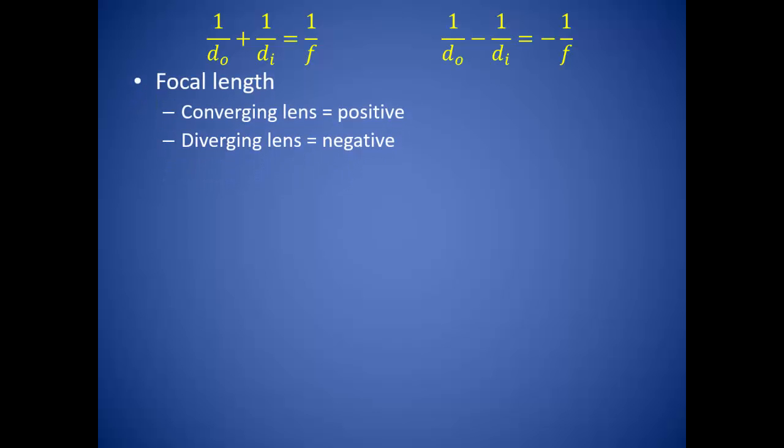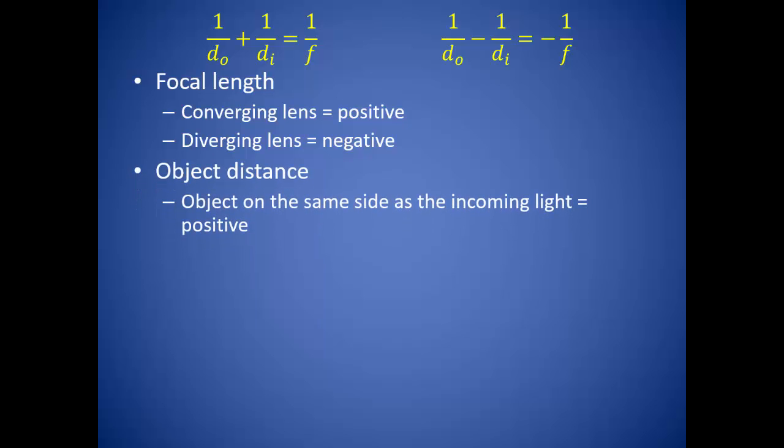The focal length of a converging lens is positive, but negative for a diverging lens. The object distance for a lens is positive if the object is on the same side of the lens that the light is coming from. Now, this is always true for real objects, but when lenses are used in combination, this can change a little bit.